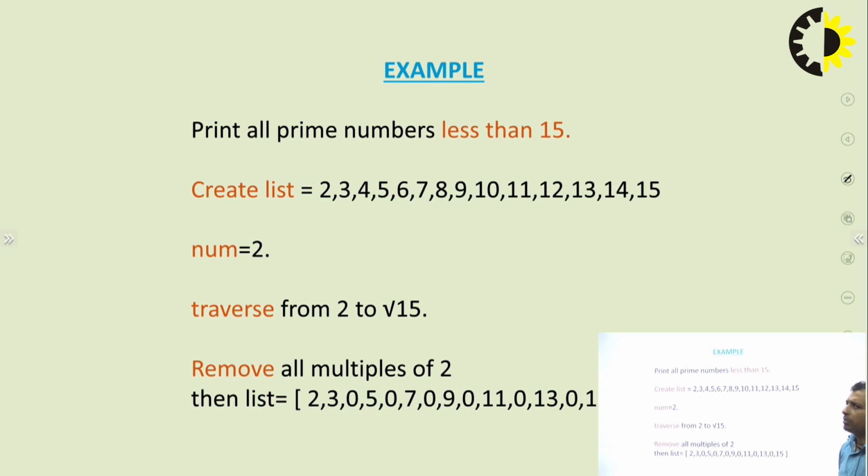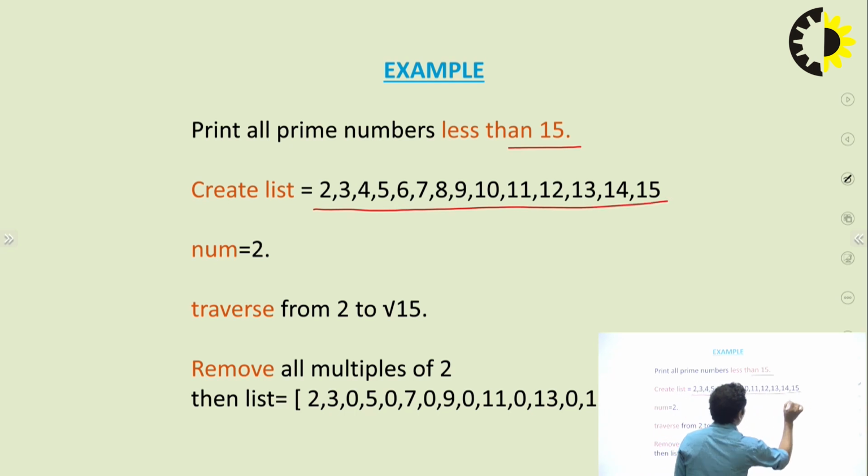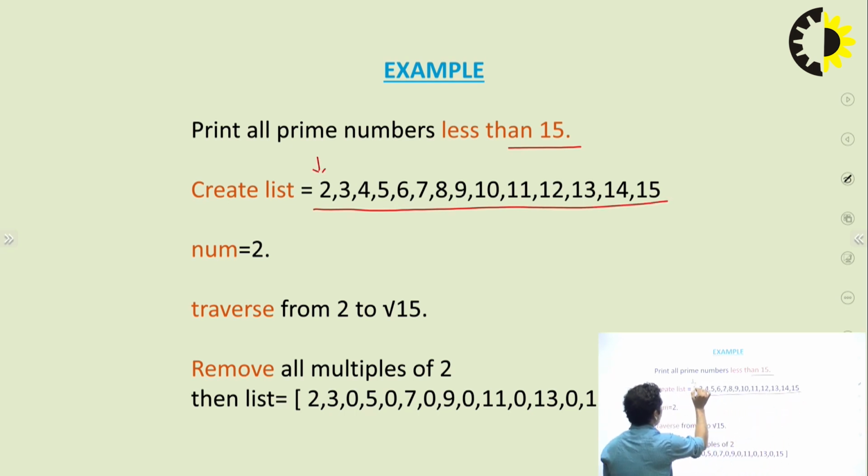Just take another example for better understanding. Print all the prime numbers less than 15. We have created a list. This is the first step, starting from 2 to n. N is 15 here. Now from 2 to root 15. What is the root of 15? That is 4 point something. We can say that is 5. No problem, we choose up to there.